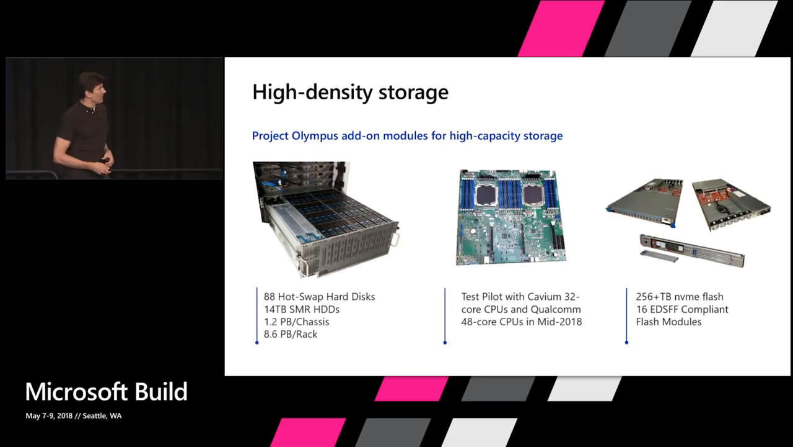We're also working on high density storage servers. So here's a look at 2 different ones. On the left side, for hot swap hard disks with shingled magnetic recording hard disks. So you can see 14 terabytes, very high density drives, which can store, if you put these in a rack, up to 8.6 petabytes in a single rack. And on the right side, you can see an SSD form factor, very high density SSDs, 256 terabytes of NVMe flash in a single server.